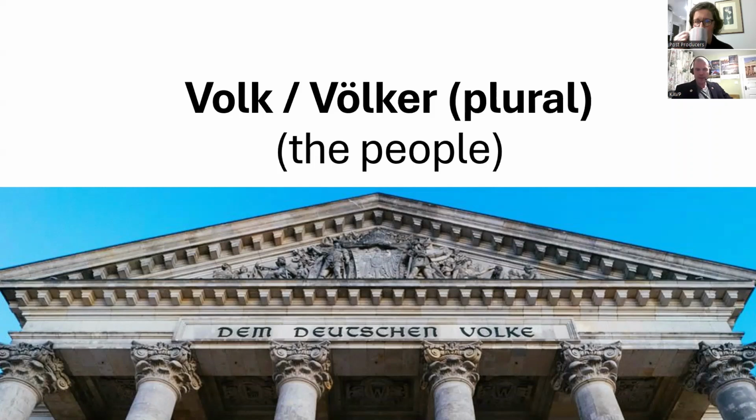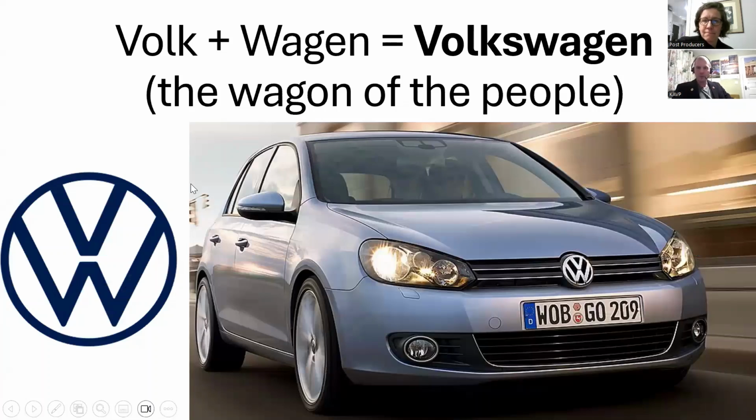On the screen here, you're looking at the Reichstag building in Berlin, on which you can see the word dem deutschen Volke, which means to the German people, or dedicated to the German people. Now, you of course will have recognized the word Volk already because you know the popular car brand Volkswagen. If you translate it literally, it means the wagon or the car of the people.